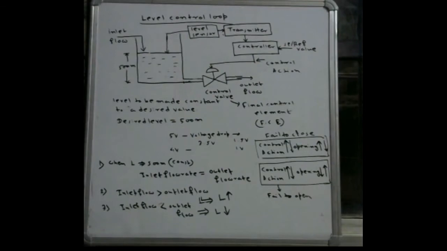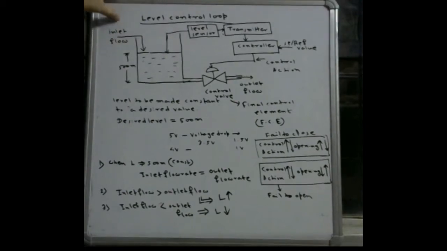Now let's see if the inlet flow rate is now increased. Suppose suddenly due to some disturbance, the inlet flow rate is now increased. As soon as this inlet flow rate is increased compared to the outlet flow, then the level of water will start to increase.